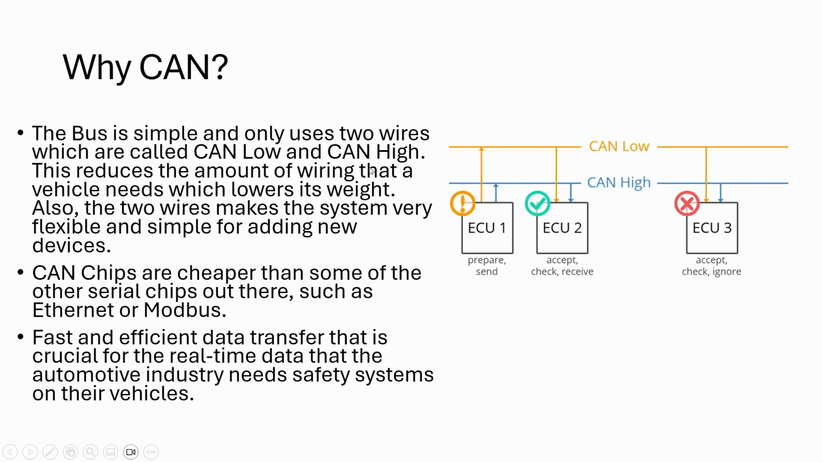And then the last reason why they're using CAN is it's fast and efficient, and it's crucial for the real-time data that the automotive industry needs. For example, you get into an accident, you need that real-time high-speed data so that your airbag module or body control module that deals with the safety systems, looking at, say, crash sensors, can tell the other ECUs that, hey, we've been in an accident, get into your shutdown mode, whether it's shutting down the engine, that type of stuff in the vehicle.